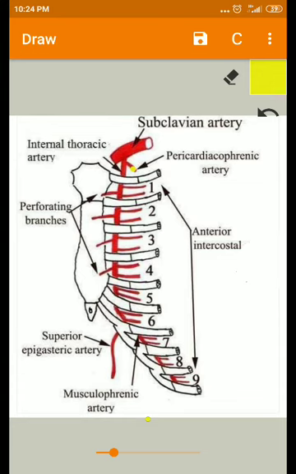costal cartilage. Below this level, the sternocostalis muscle separates the artery from the pleura.